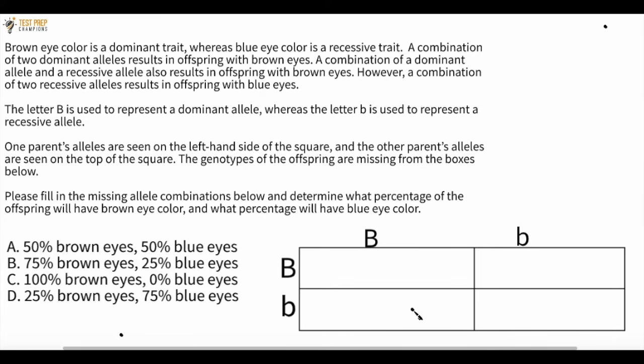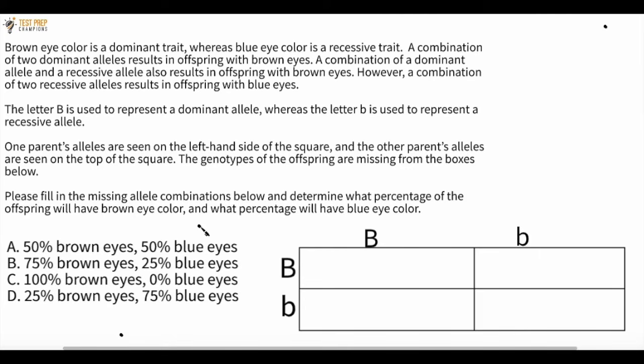So I'd like you to first start by filling in this chart, and obviously, again, you won't be able to do this. You can't write on the screen, so maybe if you have a sheet of paper handy, just draw a square out like this. However you want to do it, whatever works for you, start by filling in this chart, or at least thinking about how it will be filled in. And then I want you to determine what percentage of the offspring will have brown eyes and what percentage will have blue eyes. So now would be a good time to pause the video, try to figure this out, and then when you're ready, we'll go over the answer.